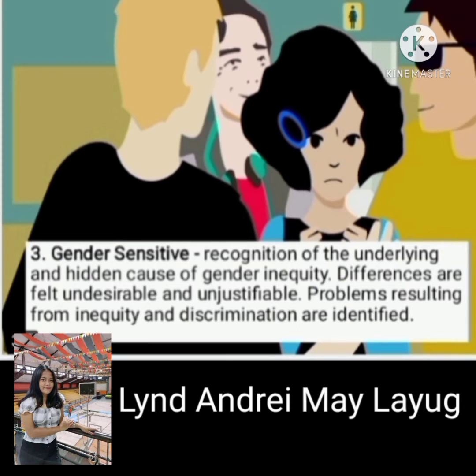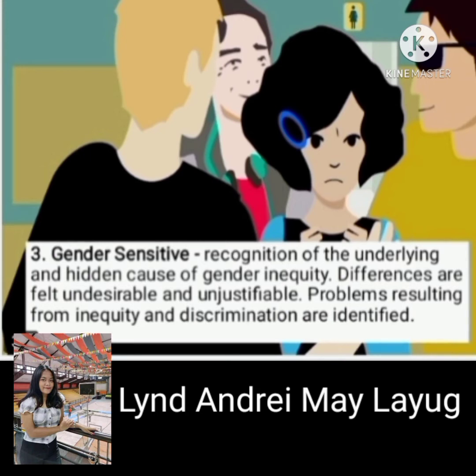In gender sensitivity, ito yung pagkakaroon ng kaalaman tungkol sa inequality tungkol sa gender, na kung saan ang norms ng lipunan, ang lalaki dapat ang nagtatrabaho at ang mga babae dapat lang yung mag-aalaga sa mga anak. Ang gender sensitivity ay binabaliwala ang ganitong norms.